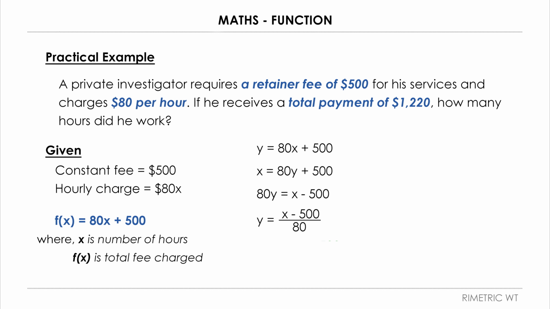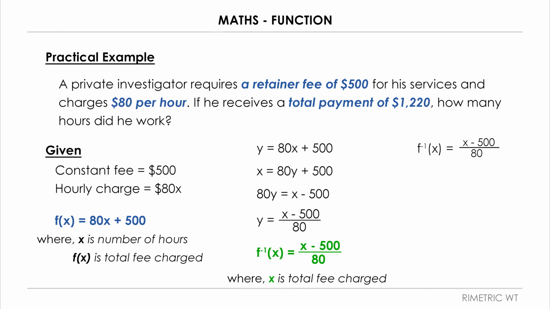Finally, we replace y with f inverse of x and get f inverse of x equals x minus 500 over 80. This inverse function gives us the number of hours worked based on the total fee. In other words, here x represents the amount of fee charged, not number of hours, whereas f inverse represents number of hours worked. Finally, we can evaluate the number of hours by substituting the given fee of $1,220 into our inverse function. When we do, we get f inverse of 1,220 is 1,220 minus 500 over 80, which is equal to 720 over 80, which results in 9.